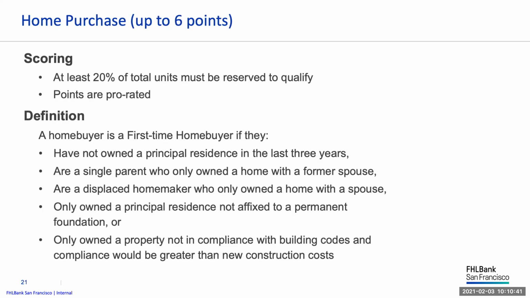Our next category is home purchase. If at least 20% of units are reserved for first-time home buyers, then you can get up to 6 points. All points will be prorated based on the percent of units set aside for first-time home buyers. Our definition of a first-time home buyer is listed here, and qualified home buyers must meet one of these criteria. In the last competition, no approved projects actually scored in this category.